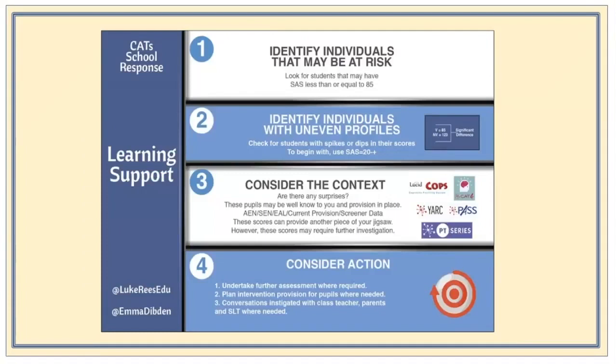And in this instance, we're looking at the learning support model. And you can see the four areas where we would work as we begin to dig a little deeper and contextualize. So we're talking about identifying individuals who may be at risk. And that might be those for whom there are data points that fall below a standard score of 85, or those who have an uneven profile where there may be a significant discrepancy across domains.